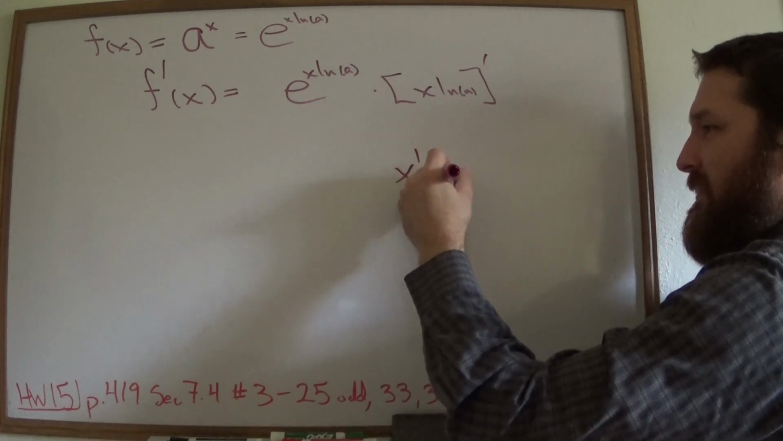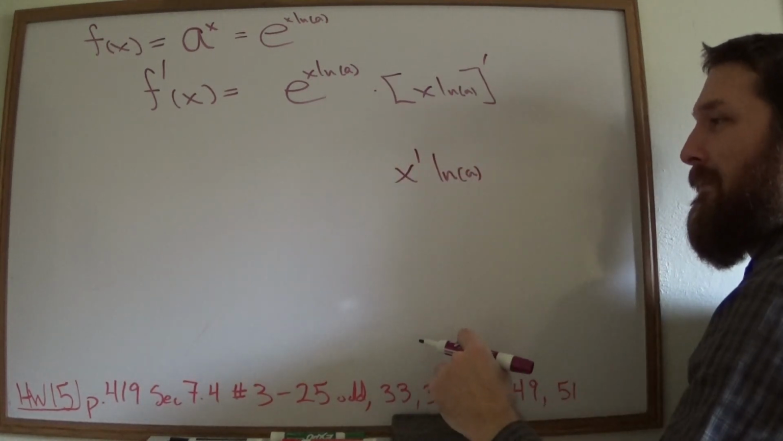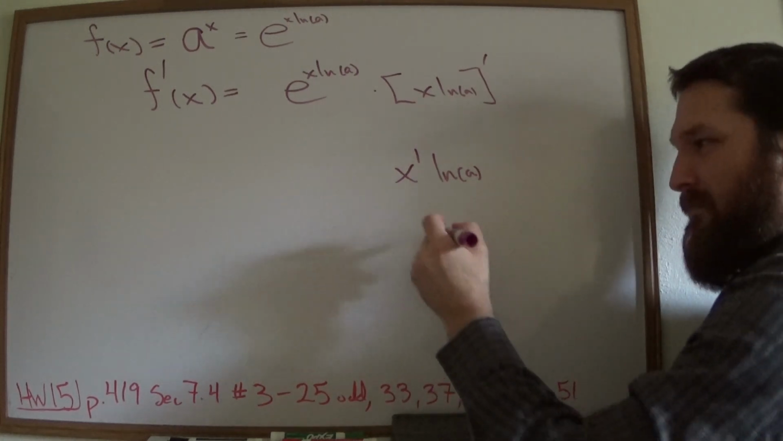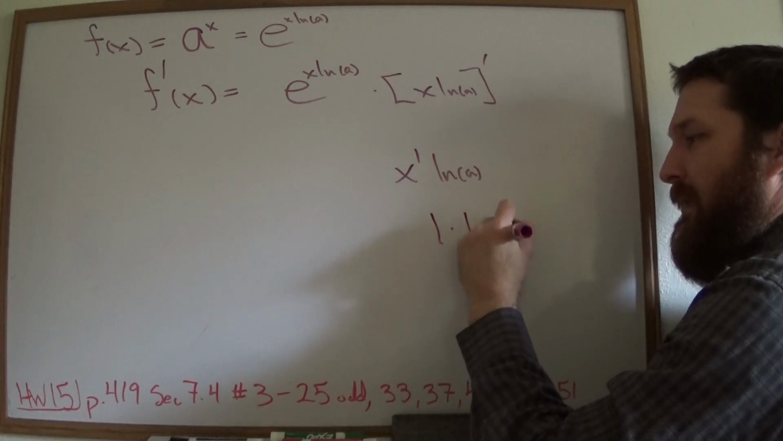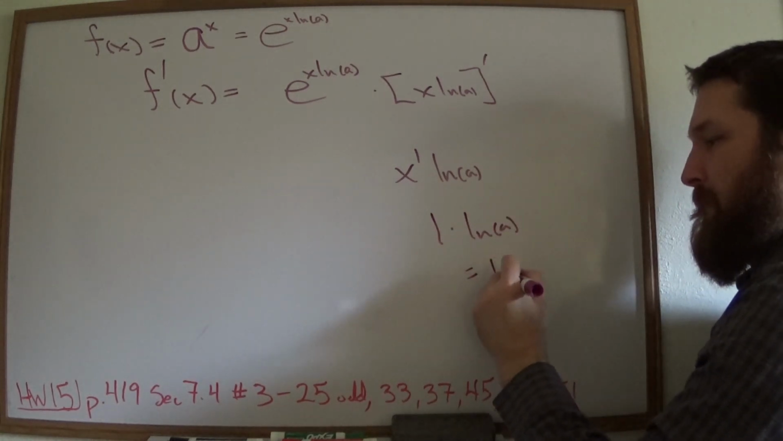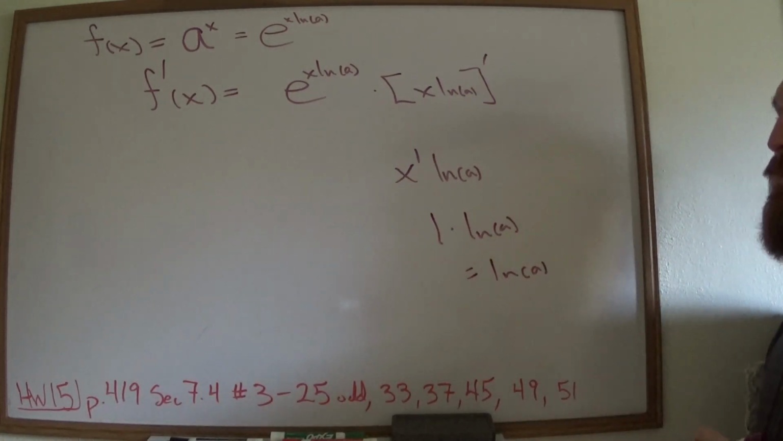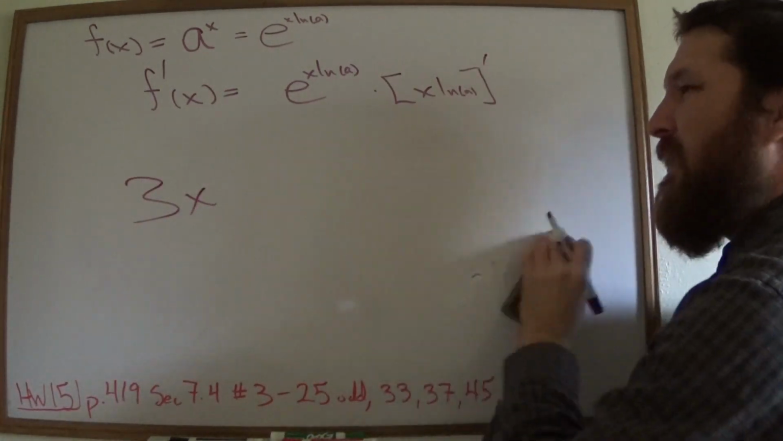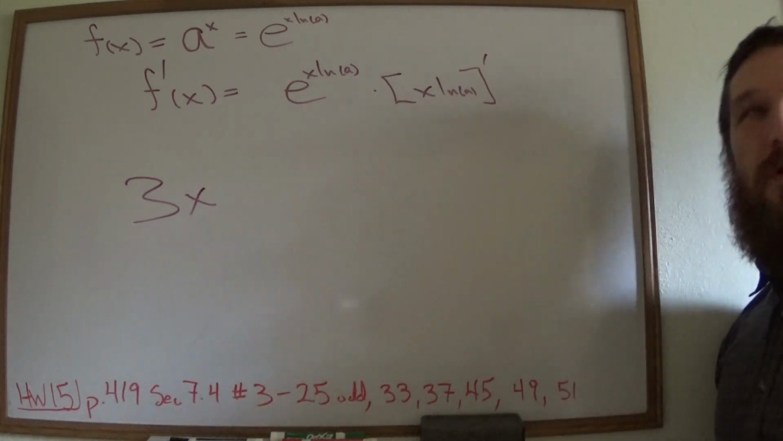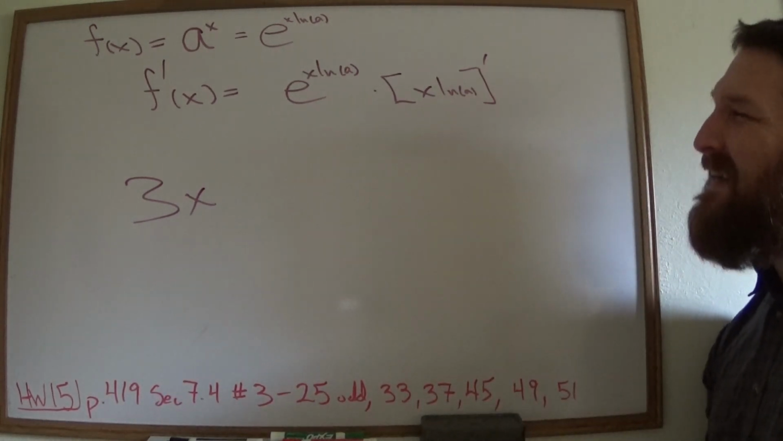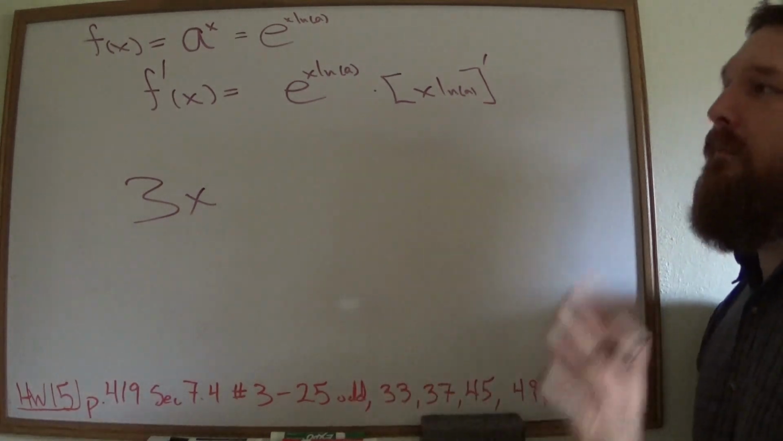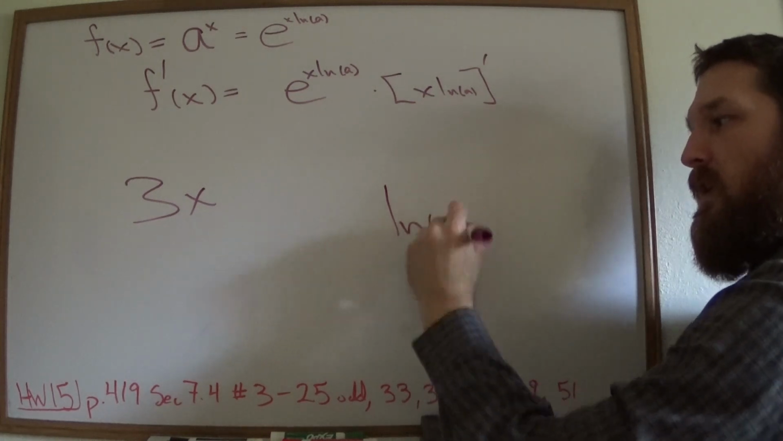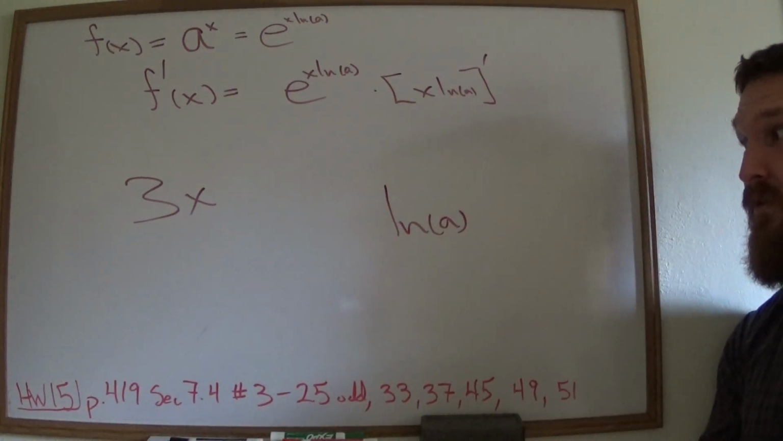Okay, so then what's x prime? What's the derivative of x with respect to x? 1. 1 times log a. So it's just log a. Yep. So if I said, what's the derivative of 3x, what would you tell me? 3. You wouldn't say it's 3 times x prime, would you? Probably not. I'm doing this deliberately, because once you see this in your head, you're like, that's a function, I better take its derivative.